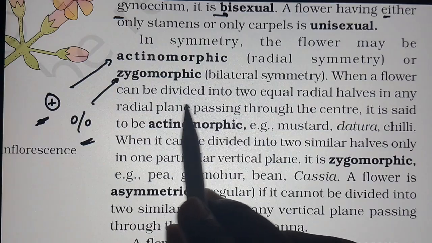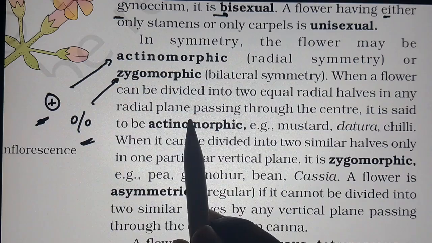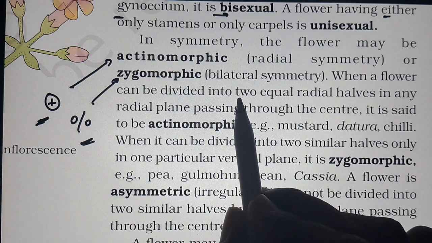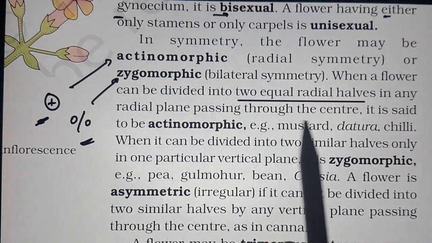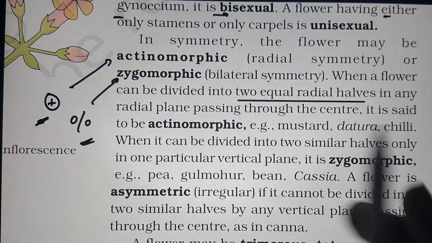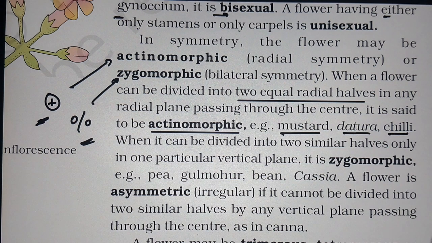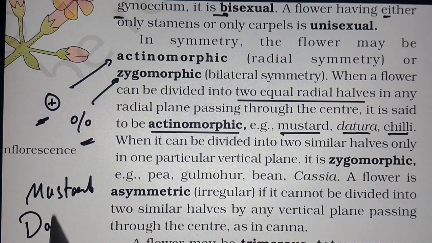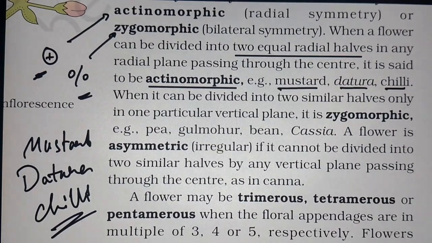When a flower can be divided into two equal radial halves in any radial plane passing through the center, it is said to be actinomorphic. Example: mustard, datura, chili. Examples of actinomorphic: mustard, datura, chili.